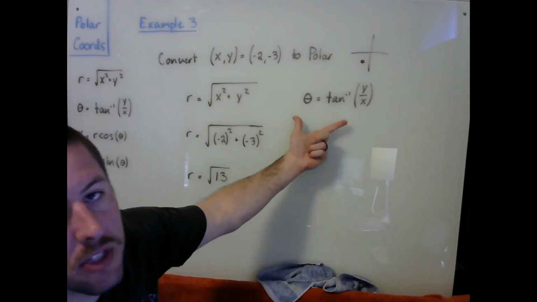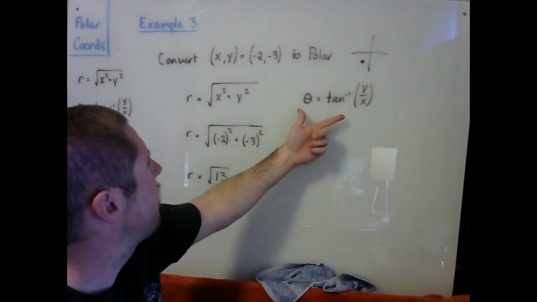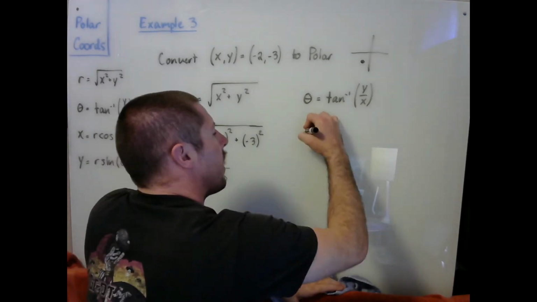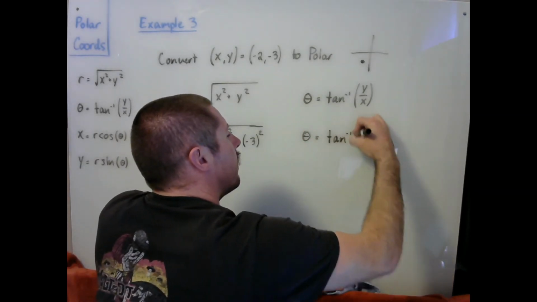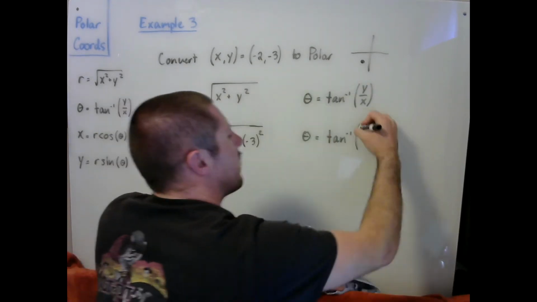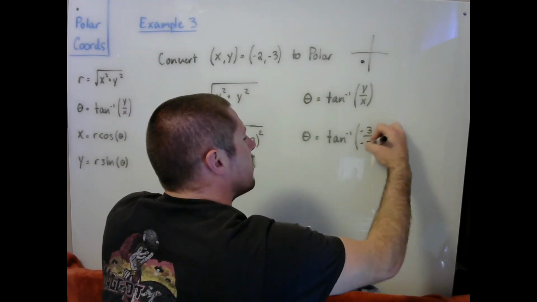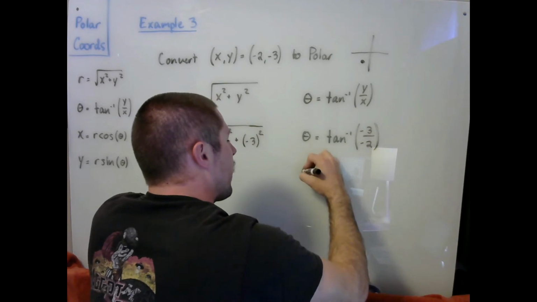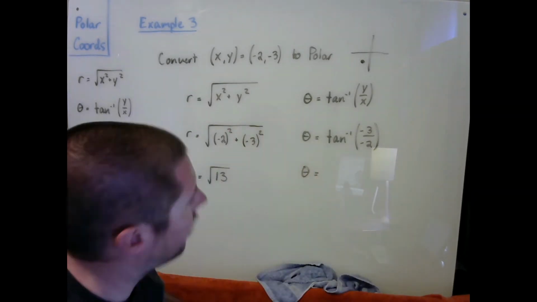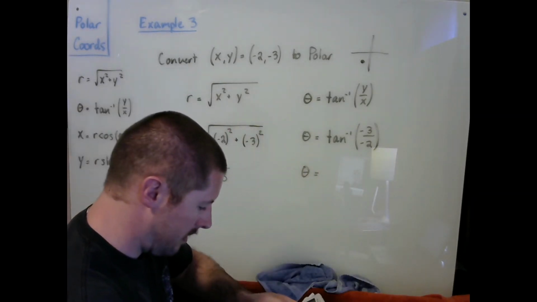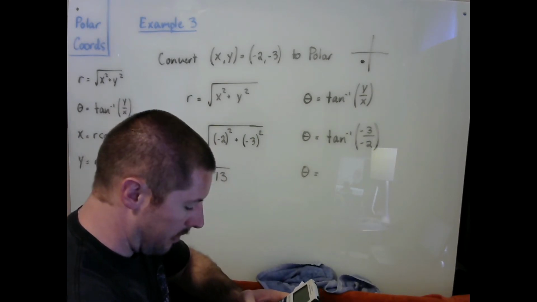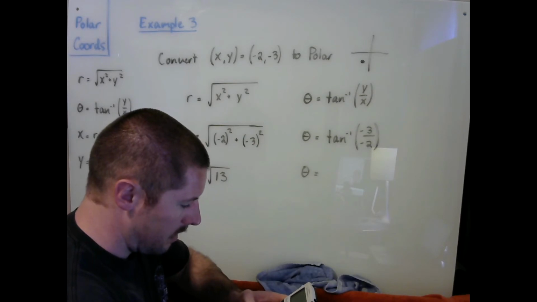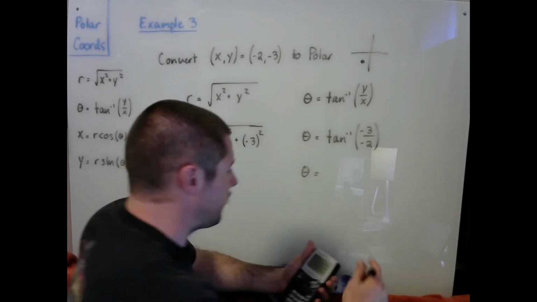The much more interesting part, and the reason we're doing this whole example, is for this part right now. When I go to compute my theta here, I'm going to get tan inverse of my y value, -3, over my x value, -2. I'm going to go to my calculator and throw in exactly what I've got for my tangent inverse statement here: tangent inverse of -3 divided by -2. And it's going to tell me 56.3.